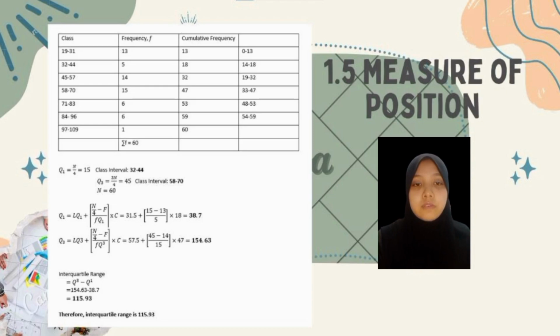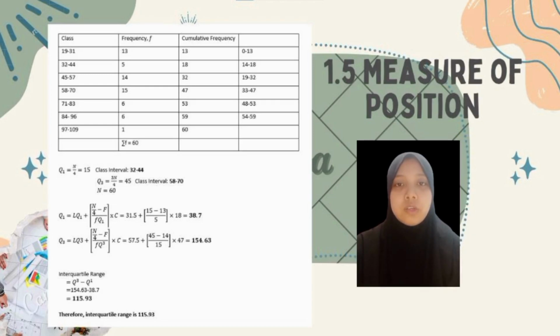Next, measure of position. The formula for the first quartile is lower boundary of the first quartile plus, in bracket, n divided by 4 minus the frequency of the previous class, divided by the frequency of the first quartile class, multiplied by the class width. So 31.5 plus, in bracket, 15 minus 13 divided by 5, multiplied by 18, equals 38.7.